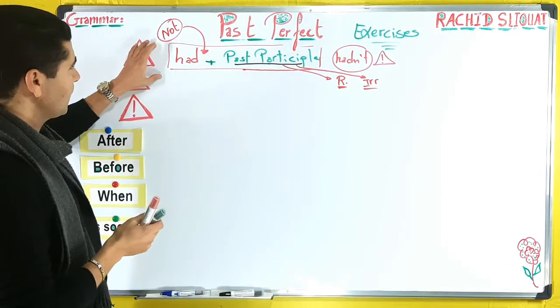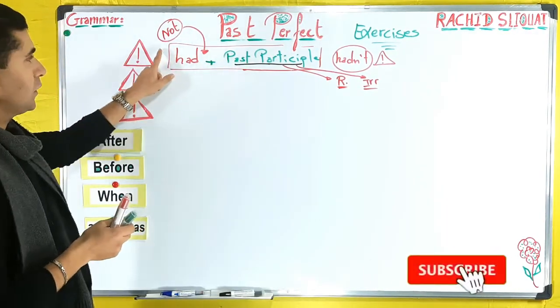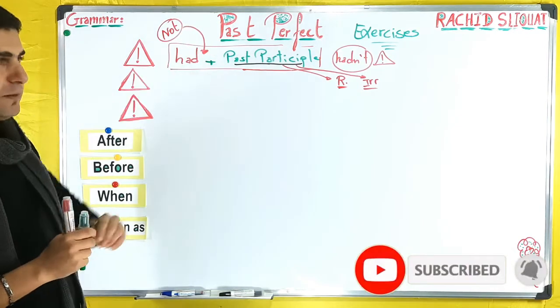So this is rule number one about the past perfect. It has to do with the form.